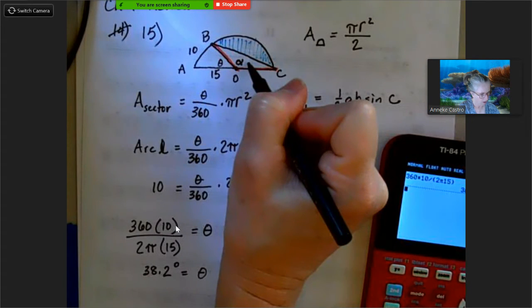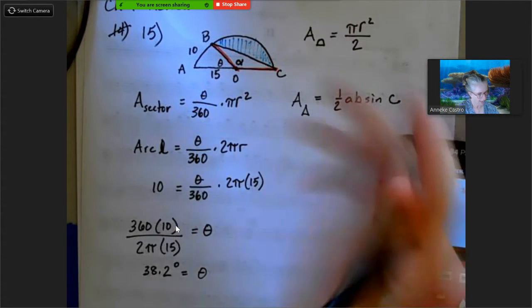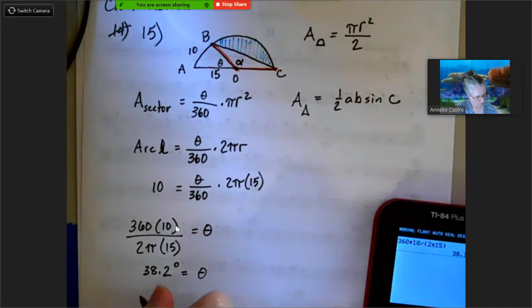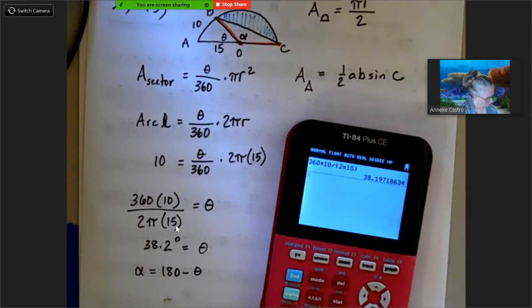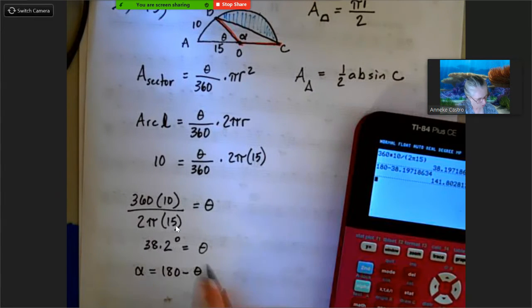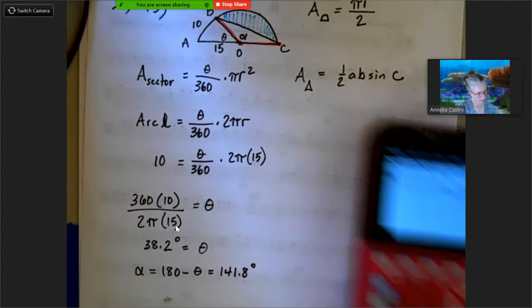To get alpha, all I have to do is 180 minus theta. So alpha is going to be equal to 180 minus theta. Let's go ahead and get that one. So 180 minus, and I have it in there so I can select it, and equals 141.8. So alpha is going to be 141.8 degrees.